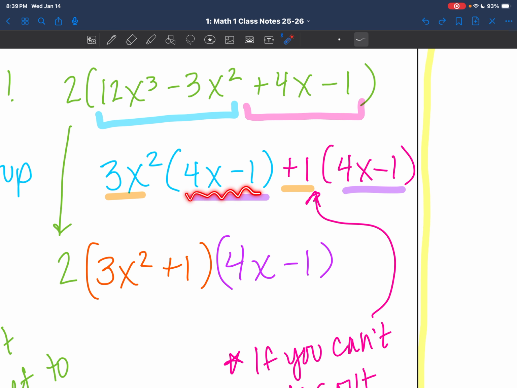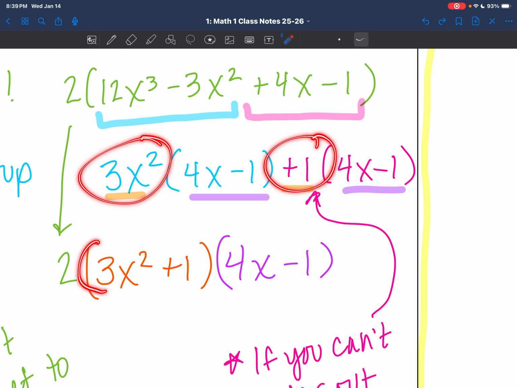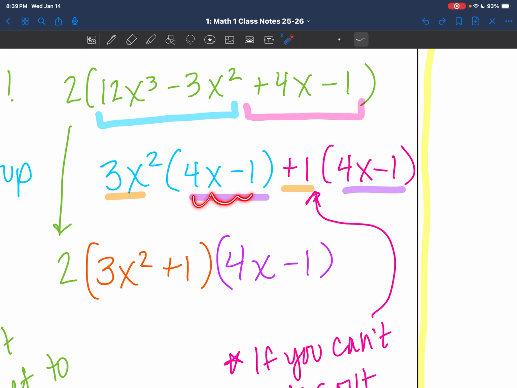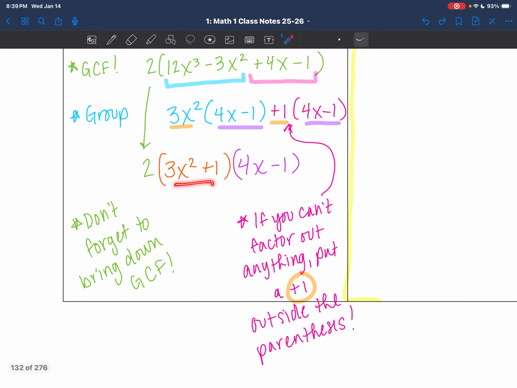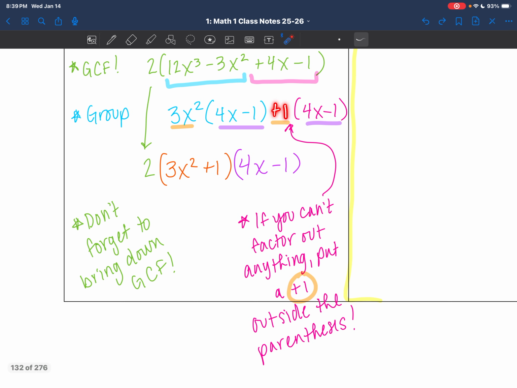Now, if you notice, what's inside the parentheses should be the same. So we're going to take what's outside and make it one set. We're going to take what was inside and make it another set. And then, of course, don't forget to bring down your GCF. And then we can't simplify these anymore. So this is your final answer. Like I said, don't forget to bring down your GCF. That is a common mistake. And if you can't factor out anything, put a +1 outside the parentheses, just like we did there.